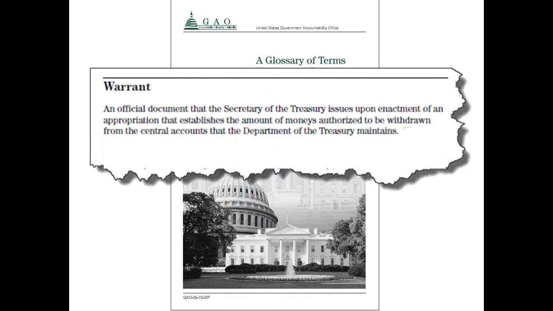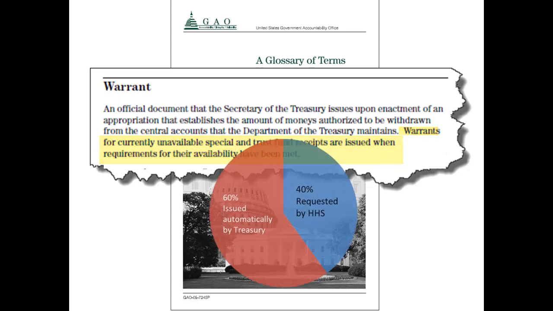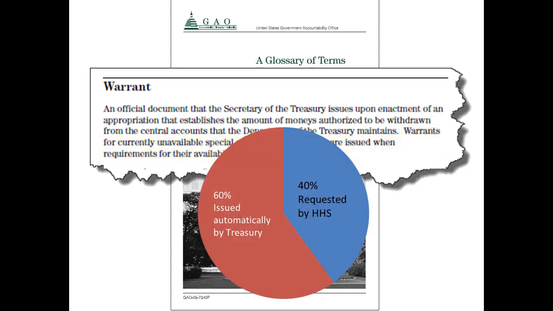Let's take another look at our GAO definition. Note the additional language: warrants for currently unavailable special and trust fund receipts are issued when requirements for their availability have been met. Roughly 40% of HHS warrants are requested by the department, and 60% are automatically issued by Treasury.